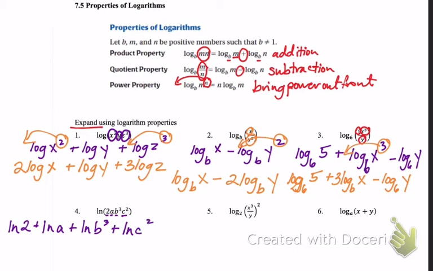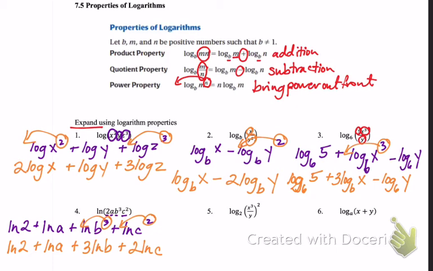Then I have 2 different exponents, so I'm going to bring those out to the front. So I have natural log of 2 plus natural log of a plus 3 natural log of b plus 2 natural log of c. And that's my final answer.